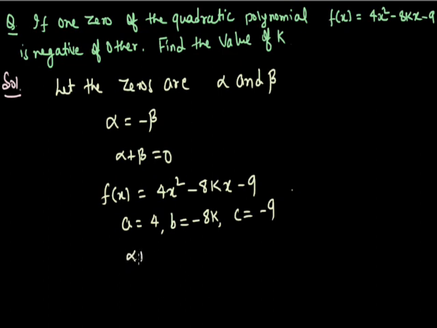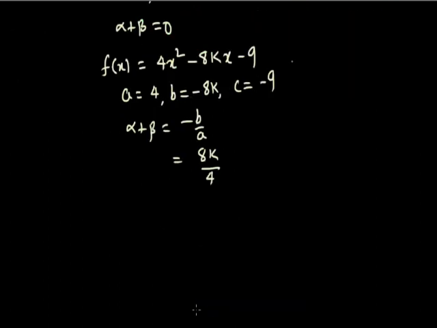Now alpha plus beta is equal to minus b upon a. So this is equal to 8k upon 4. Therefore 8k upon 4 will be equal to 0. This implies that k is equal to 0. So the value of k is 0. Now next problem.